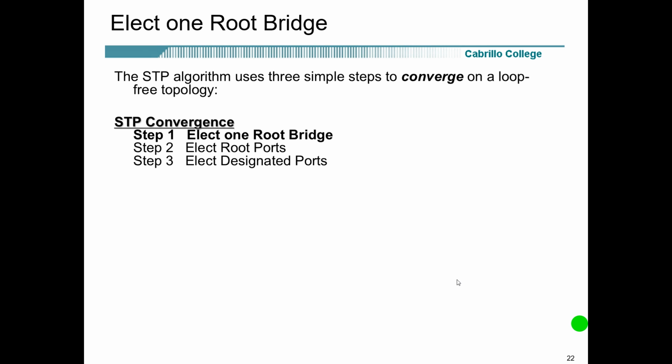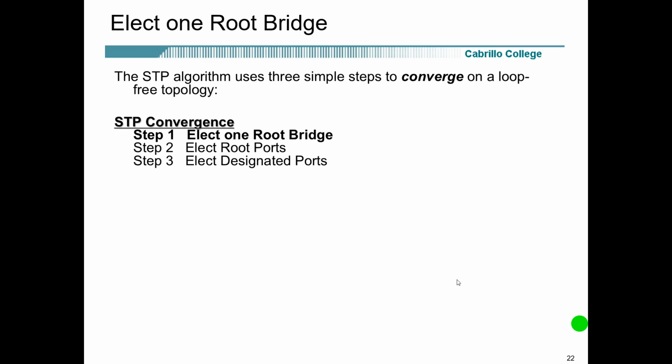So the STP algorithm uses 3 simple steps to converge on a loop-free topology. Step 1, elect a root bridge. Step 2, elect root ports. And step 3, elect designated ports.